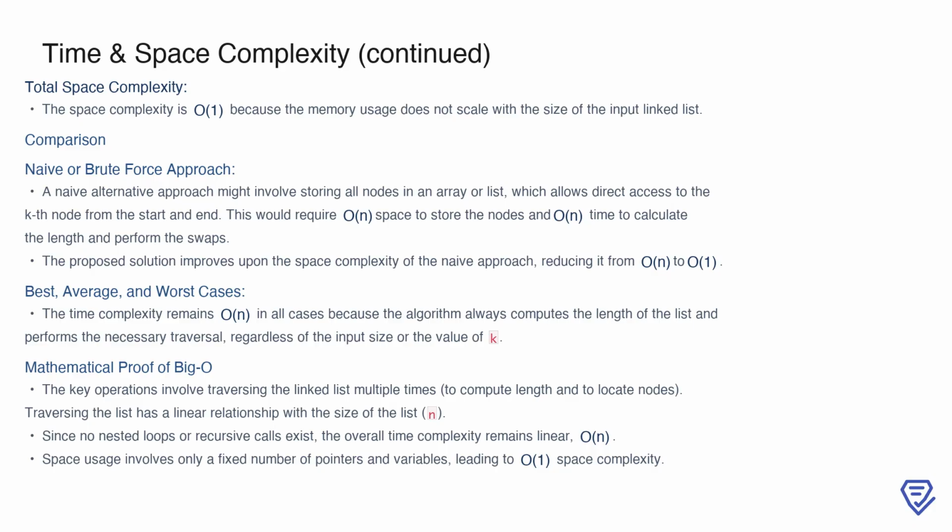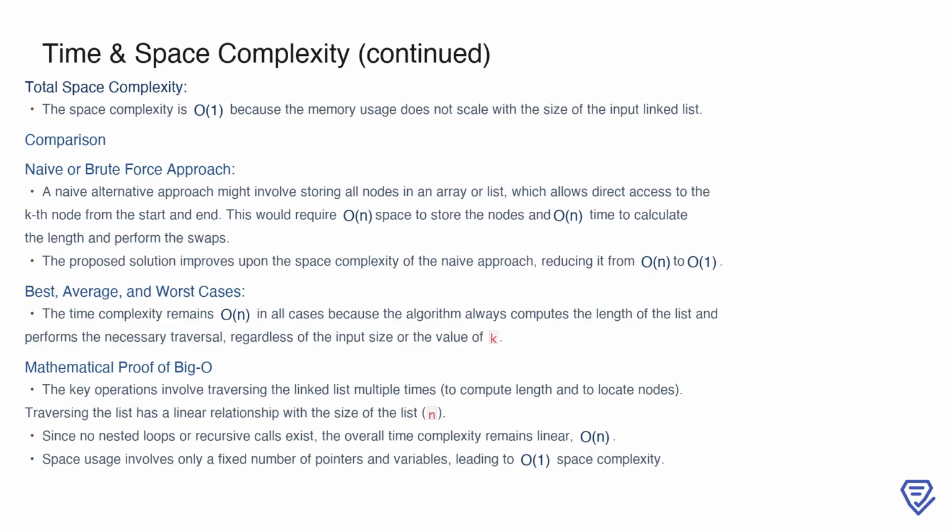This is a significant improvement compared to a naive approach, where all nodes might be stored in an array or list. In such a brute force method, the space complexity would increase to O(n), since storing all nodes directly scales with the size of the list. Moreover, the time complexity of the naive approach would also remain O(n), due to the overhead of calculating the length and performing swaps. By contrast, the proposed solution minimizes memory usage while maintaining linear time efficiency.